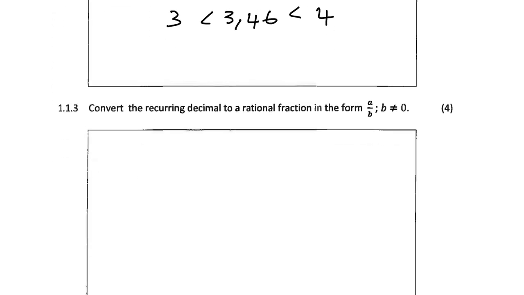Is 3.4, which is dot like that. So if you have a dot like that, this means you have 3.4444 up to infinity. And then this number like this, we call it a rational number because you can write it as a fraction. But now the question says, write this as what? As a rational fraction. So how do you do that?